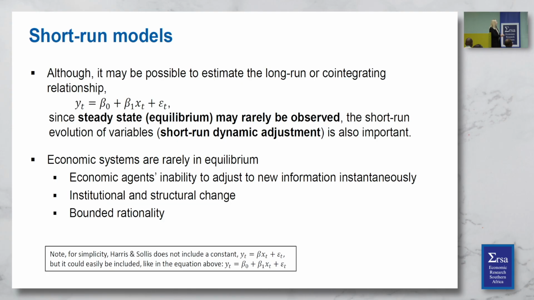Just a note, in everything that follows, the Harris and Sollis text, we will just take that as the equation with no intercept. They could have put the intercept in. It doesn't change the result at all. I think they wanted to simplify it.